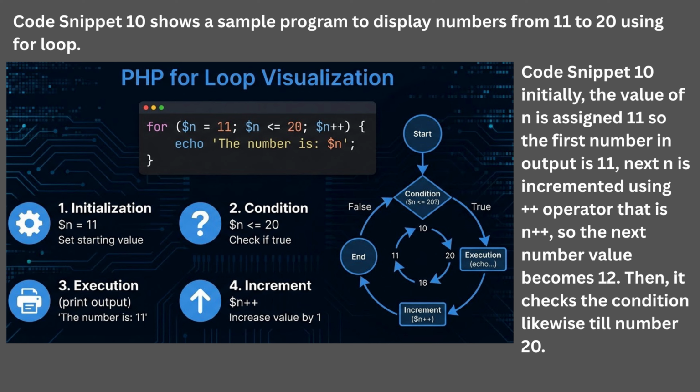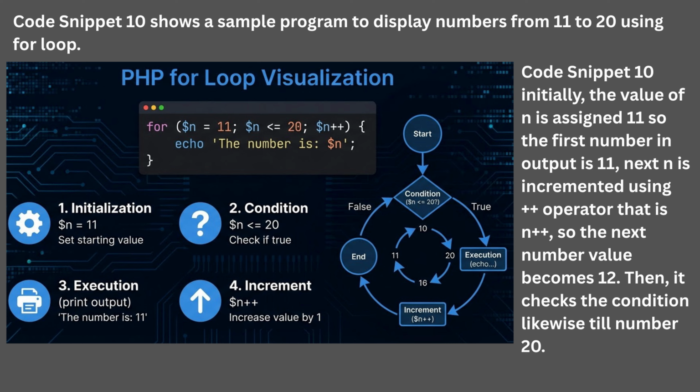Let's continue our explanation by looking at code snippet 10, which demonstrates how a for loop can be used to display numbers from 11 to 20. This example clearly shows how the initialization, condition, and increment steps work together to control the entire loop process. The loop begins with initialization, where the value of n is set to 11. This is the starting point of the loop, and it means that the very first number printed by the program will be 11.